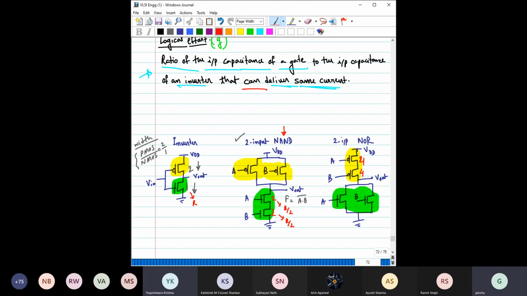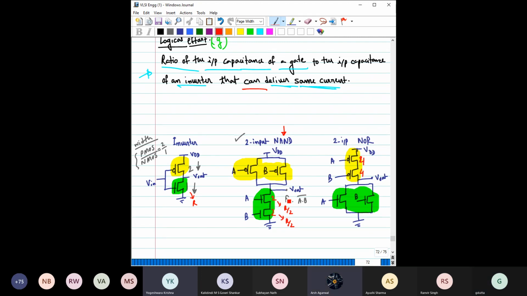Sorry, am I missing something? No, Arsh, what is your question? Could you please reframe your question and tell me? Sir, I was asking, for a two-input NAND, we put R by 2 and R by 2 there, and that became R. Right. Okay.